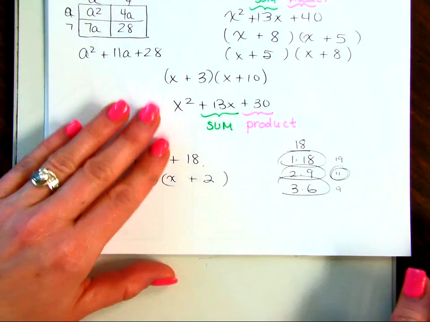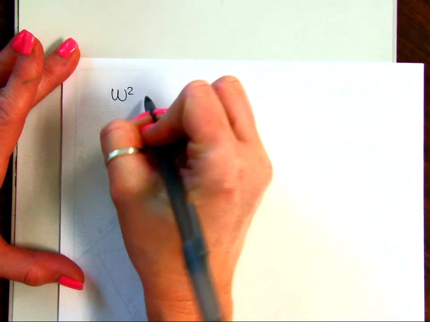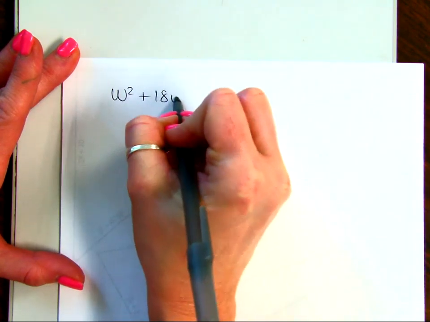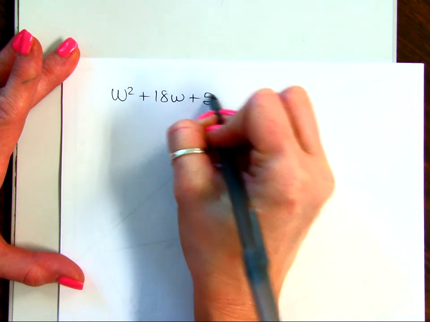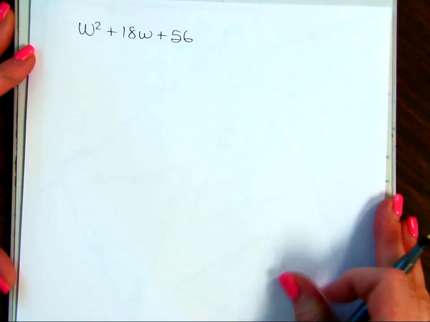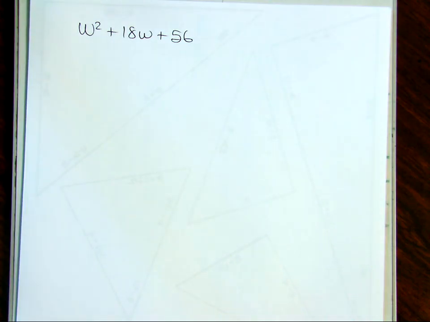I'll give you one more, and then we're going to move on to, because there are 2 other types of things that could happen. So ready? W squared plus 18W. Oh, this is not a good one. I won't have you try this one. I use this one as an example to say that, here's the deal. I'm looking at 56.